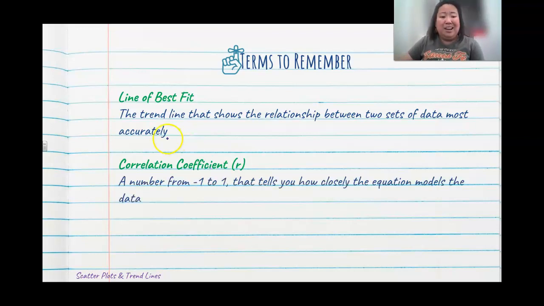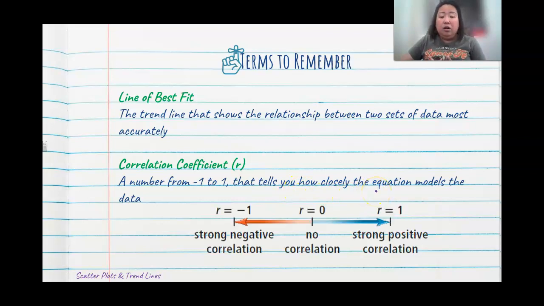That coefficient could be a number, and that number is anything between -1 to +1. So it's going to be a decimal, and you have a very small range there from -1 to +1. And that coefficient tells us how closely the equation models the data. So if your correlation coefficient is nearer to -1, it means that your points are very close to each other and that you have a negative correlation.